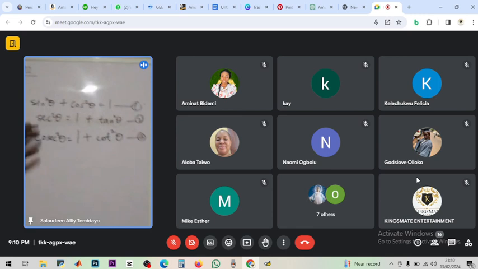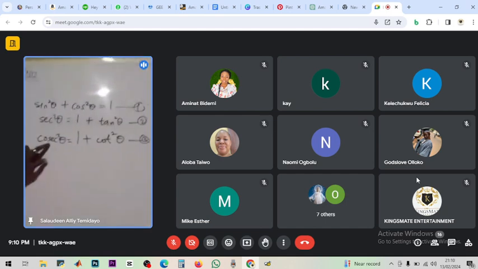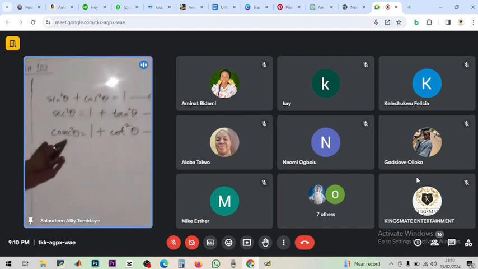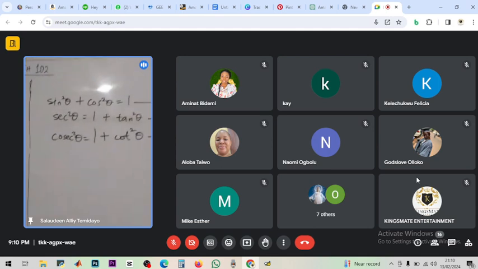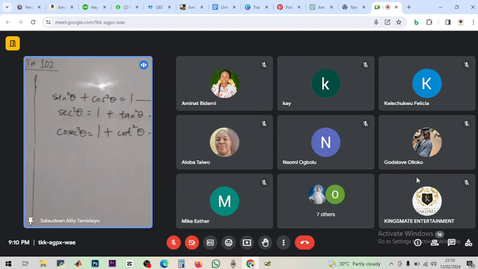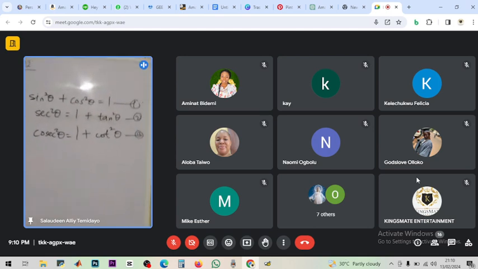Don't forget that sec square theta is going to be 1 over cos square theta. Don't forget. And cosec square theta is 1 over sine square theta. Do not forget these things.